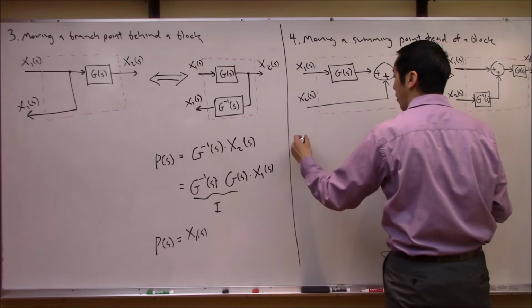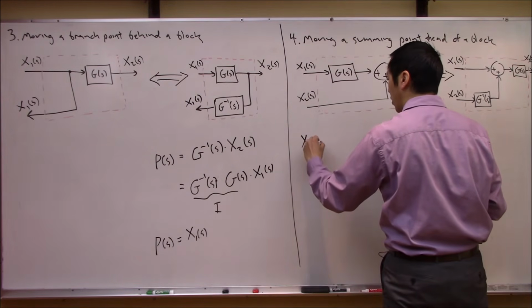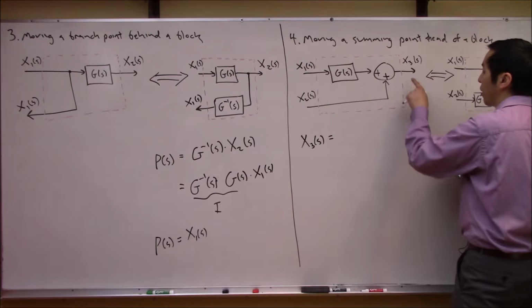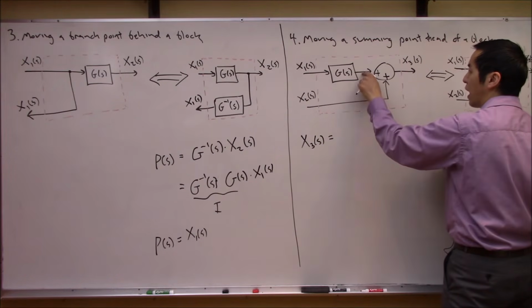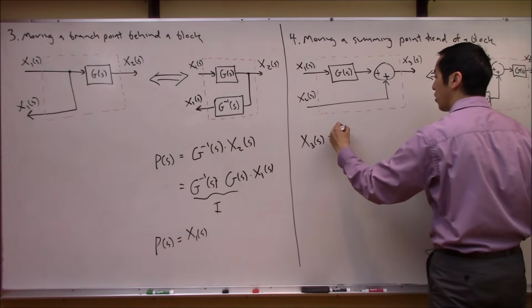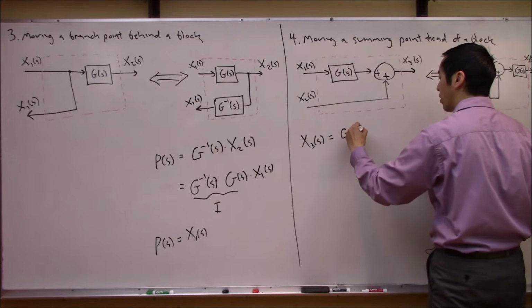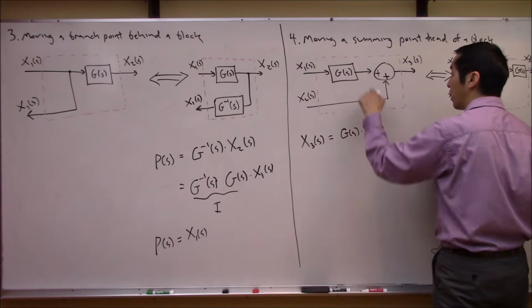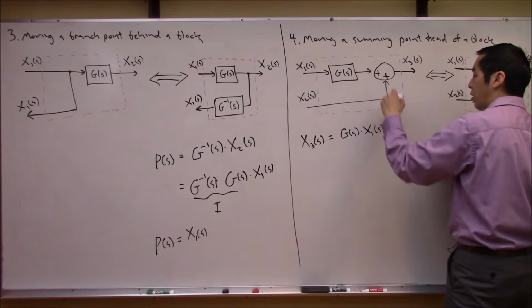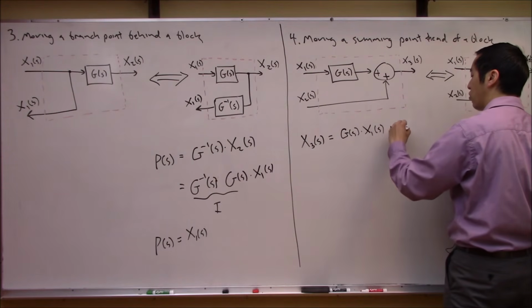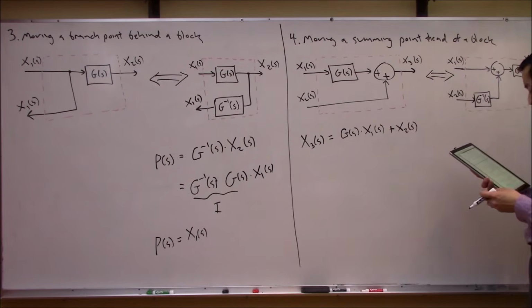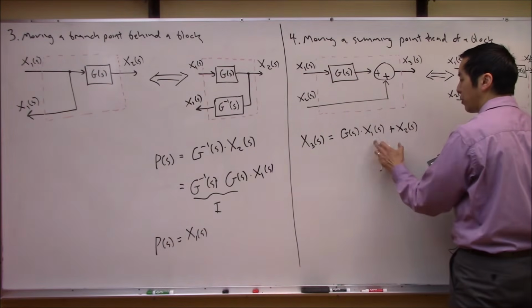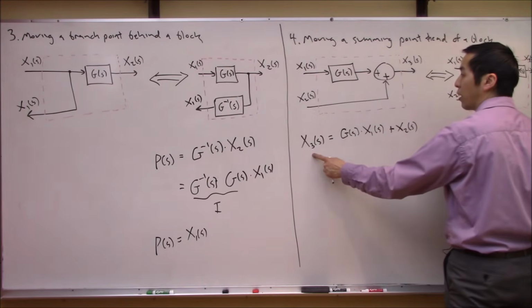We see that x3 of s, we can just read it from the block diagram. x3 of s is this signal plus this signal. And this signal right here, I think you would agree, is g of s times x1 of s, plus x2 of s. So that's the relationship between the inputs and the output of the original system.